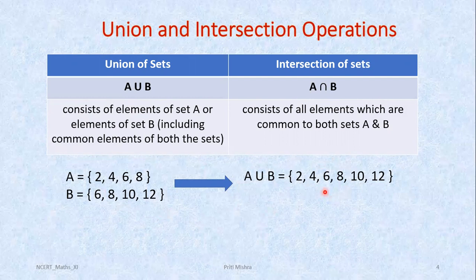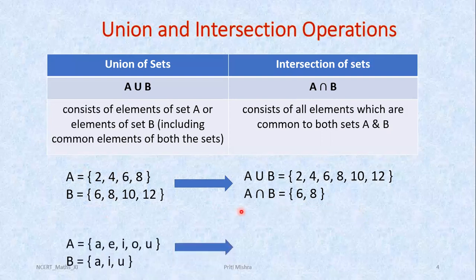Now if you have to find out A intersection B of these two sets, then you have 6, 8, only the elements which are a part of both the sets. Means 6 and 8 exist in set A as well as in set B. Only those elements you have to mention while writing A intersection B. So this was the intersection.